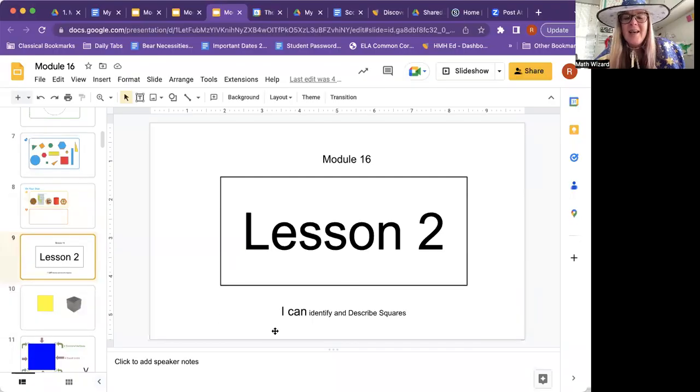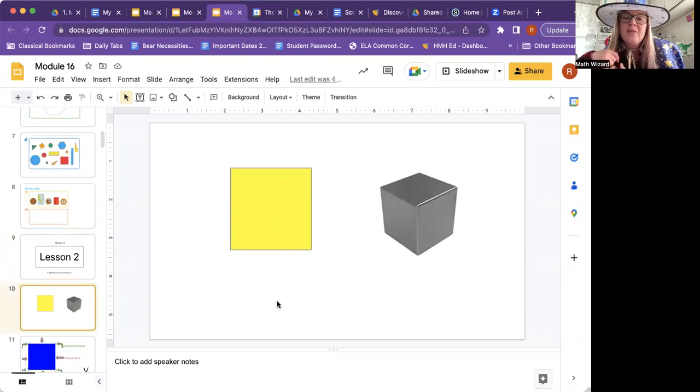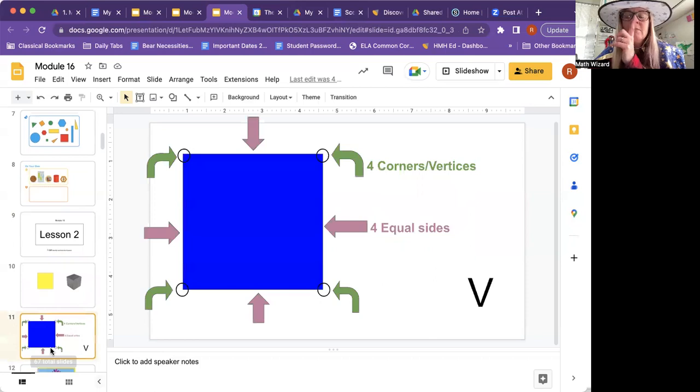Say, I can identify and describe squares. Now, I'm pretty sure you already know what a square is, but we're going to identify them and describe them using some math words. So let's look here. I have two different shapes here. What's this one called? Yeah, it's a square. Now, this one is not two-dimensional. It's not flat. Do you remember what this one is called? It's called a cube, right? And this one is two-dimensional, which means flat, right?